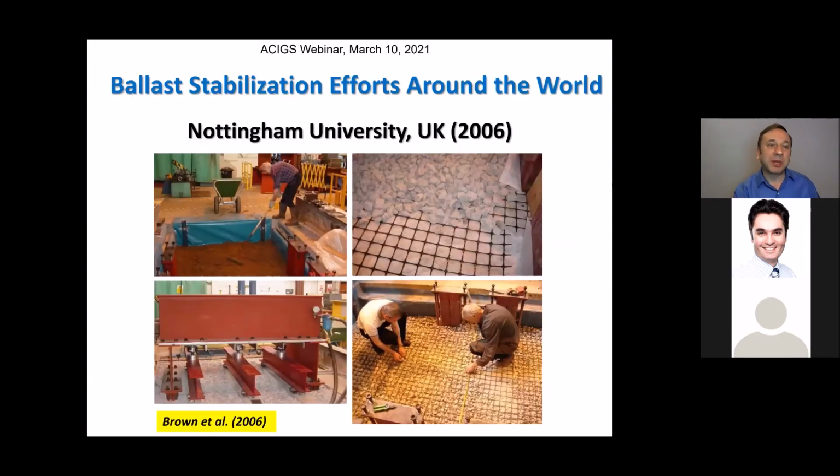Excellent. Some typical applications of ballast stabilization efforts around the world. At the beginning of this millennium, there was a major study done at Nottingham University in the UK, a study that went back to generating different geogrids, having different aperture sizes, and seeing what works the best in an actual lab environment, where concrete sleepers or ties were loaded with actuators, and with the typical geogrid placed under the ballast, how settlement is actually minimized, right?